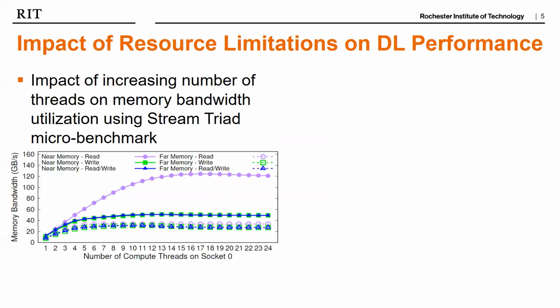We conducted several experiments to understand the impact of limited resources on deep learning performance. To capture the impact of memory bandwidth and latency, we ran the stream triad benchmark using near and far memory. We observed a 70% performance variation when memory is accessed from near memory, which has a much lower latency compared to the far memory, which has a much higher latency.